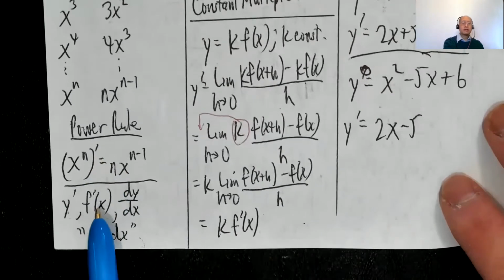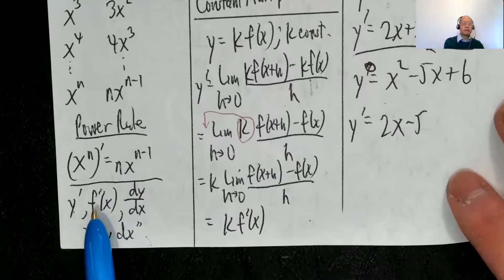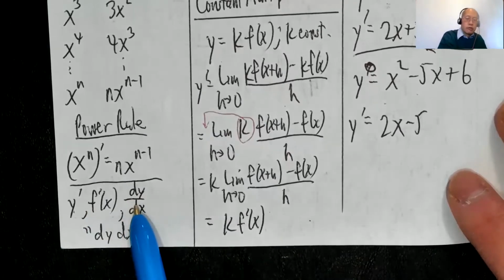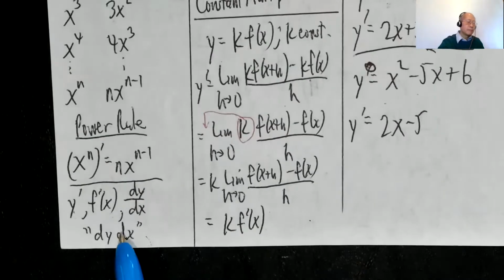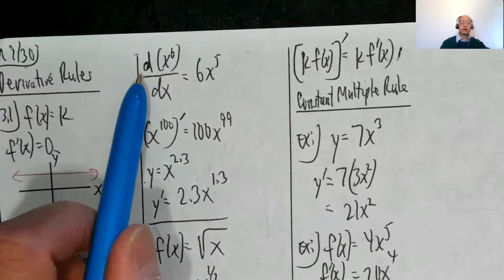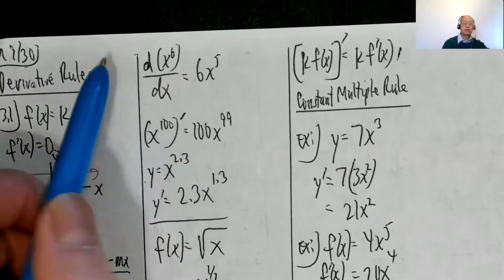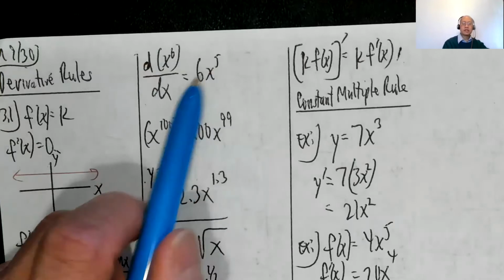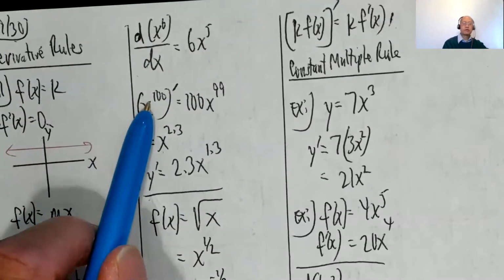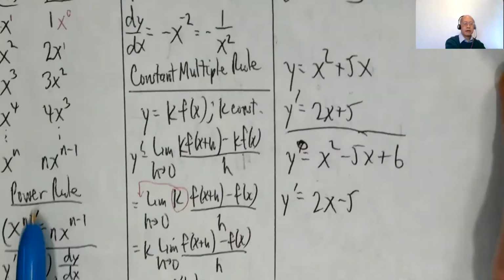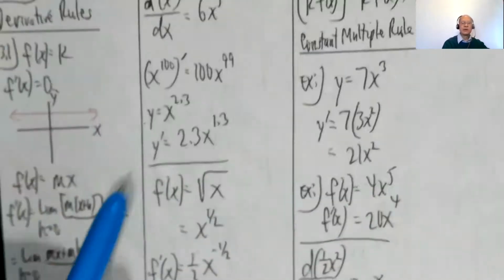Some other notation for derivative: y prime, f prime of x, also dy dx. It looks like dy over dx. We will normally just say dy dx. They all mean derivative. So for example, d dx means derivative with respect to x. For x to the 6, 6 comes down, drop down 1, 6x to the 5th. The derivative of x to the 100th is 100 x to the 99. Power rule: n x to the n minus 1.